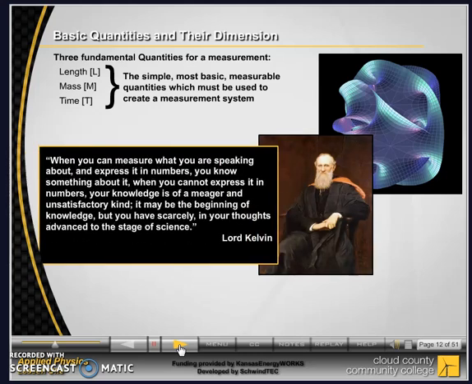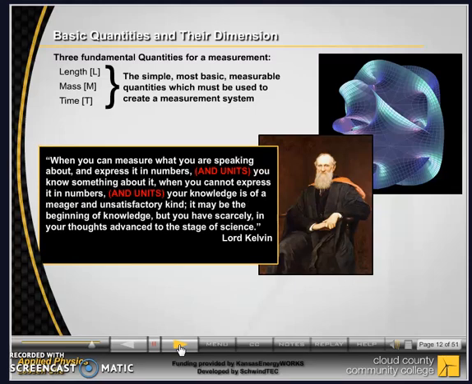"When you can measure what you are speaking about and express it in numbers, you know something about it. When you cannot express it in numbers, your knowledge is of a meager and unsatisfactory kind. It may be the beginning of knowledge, but you have scarcely, in your thoughts, advanced to the stage of science." For engineers, adaptations of the words and units is essential for building and understanding the nature of science.